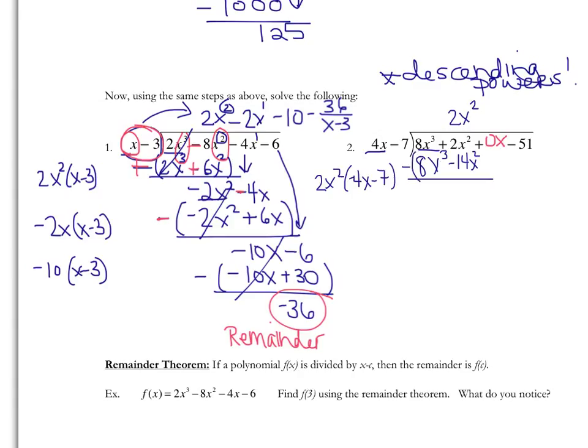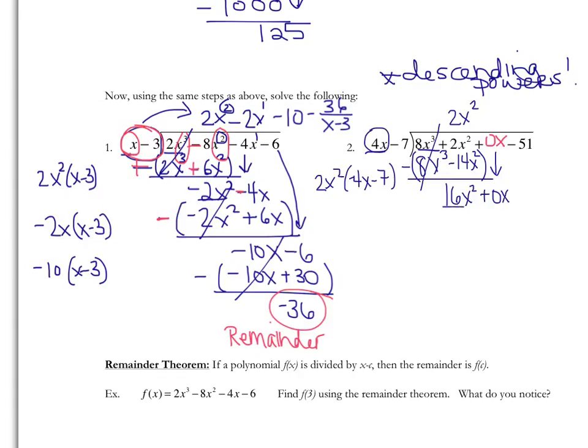Subtract that whole thing. Notice that I've been putting that whole thing in parentheses, so it's easy for me to see that I need to distribute. 8x to the third minus 8x to the third cancels, and 2x squared minus negative 14x squared gives me 16x squared. Bring down the 0x and repeat the process.